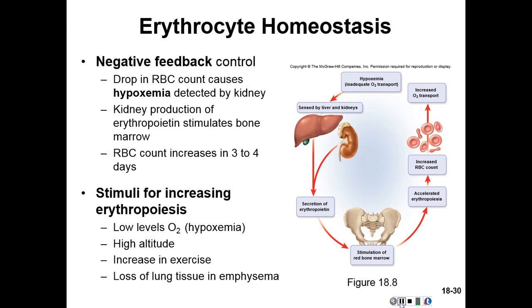Here, hypoxia is a decrease in O2 content based on the drop of the red blood cells. When this happens, it stimulates negative feedback. It causes the kidneys, sensing low oxygen content, to produce the hormone erythropoietin. This acts on the bone marrow to increase red blood cell production 3 to 4 times more per day. So it's stimulated by low O2 levels, high altitude, increased exercise, or emphysema. Emphysema is COPD, which causes a decrease in the body's ability to bring in oxygen.